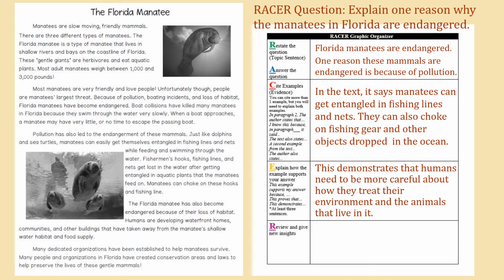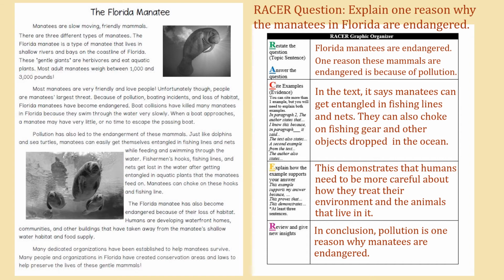All right, so the last thing that we have to do is review or summarize everything that we just wrote, okay? So let's do that. In conclusion, okay, that's always a good way to start your summary sentence. In conclusion, pollution, going back to my reason, okay? My reason and my summary should be the same, okay? In conclusion, pollution is one reason why manatees are endangered, okay?